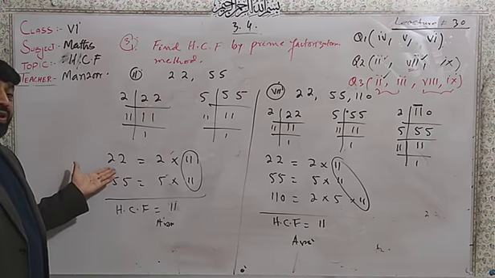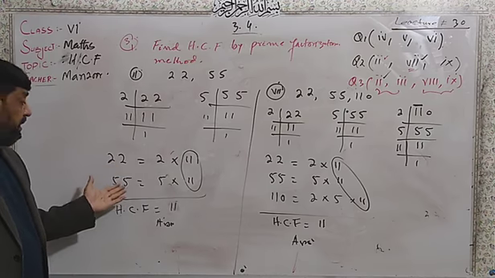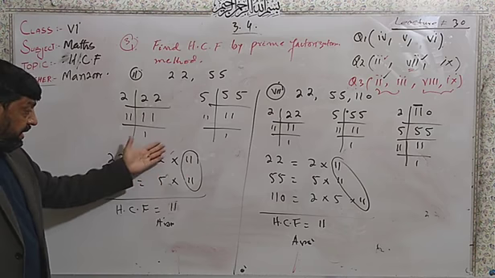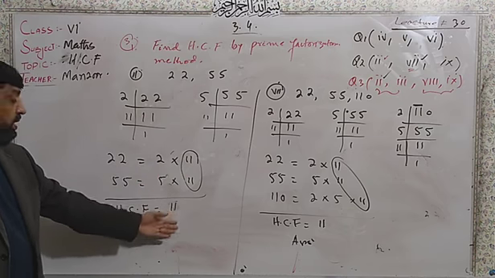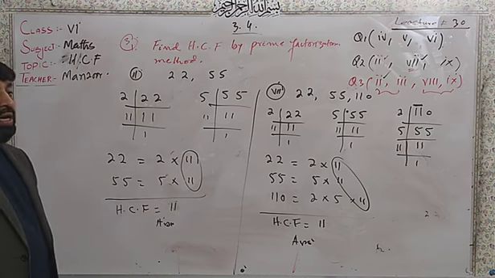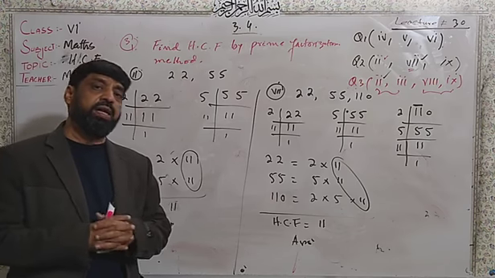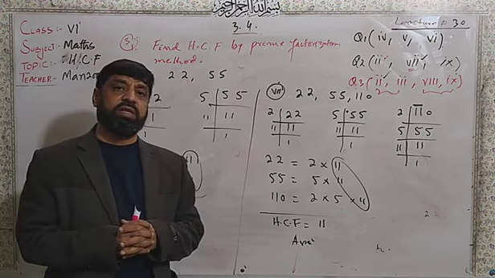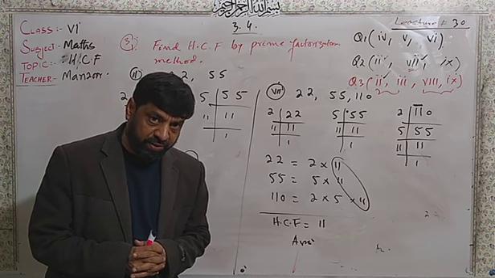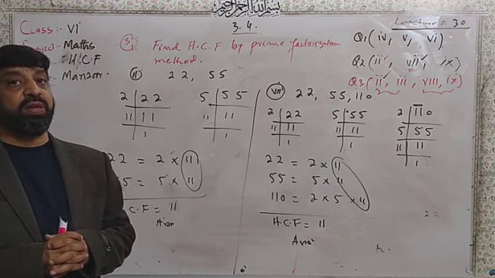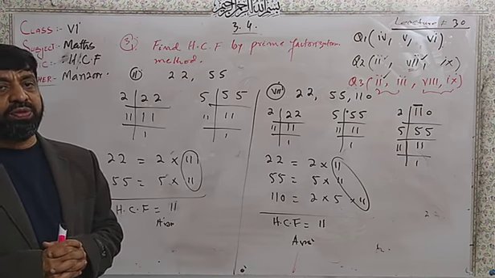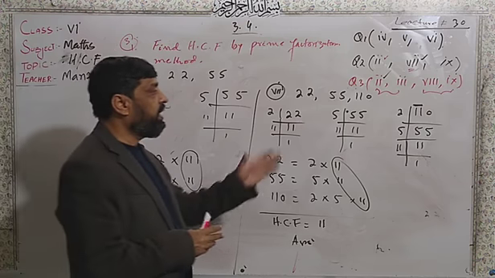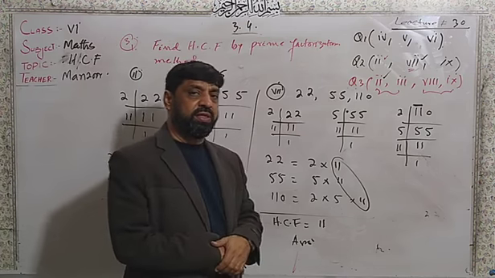And after all, we will write the factors of 22 here and of 55 here, and then we have to circle the common value, that is 11, and 11 is the highest common factor. Dear students, I told you highest common factor is a specific or particular value that can divide the given numbers 22 and 55 exactly. Now here we are given 3 values.